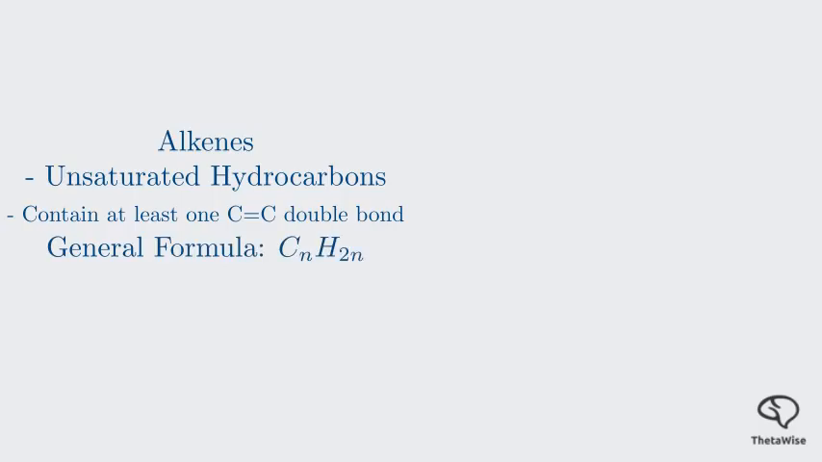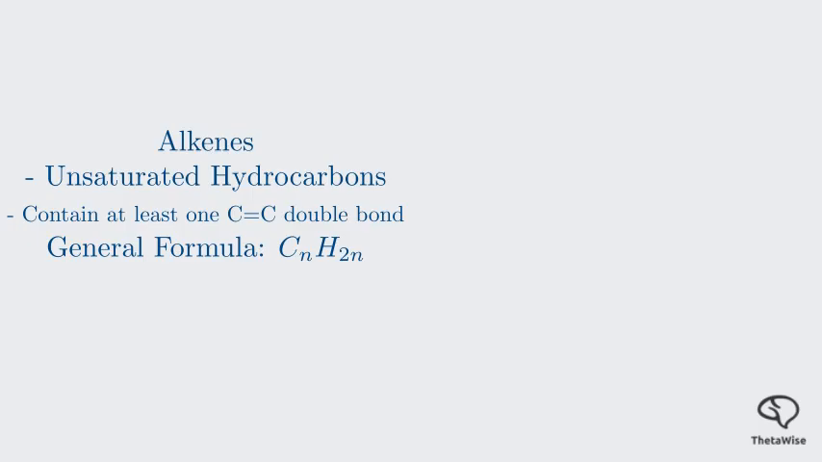Notice that this is different from the alkane formula. For a given number of carbons, an alkene will always have two fewer hydrogens than its corresponding alkane, which is the direct result of the double bond replacing two C-H single bonds. Let's look at an example.